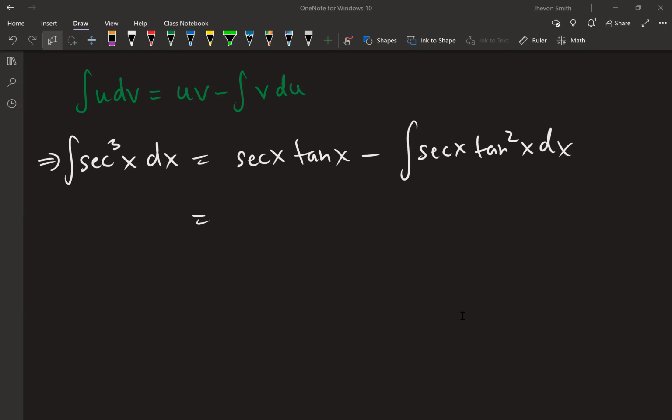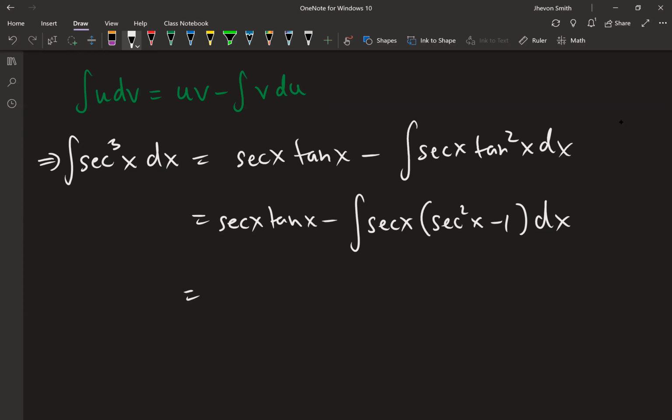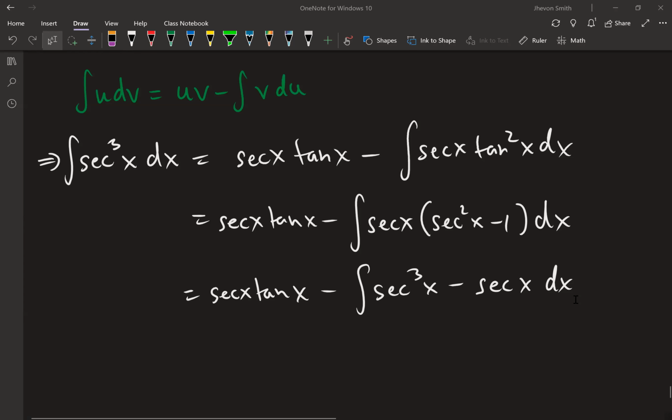Identity? Which identity? The Pythagorean identity? Right, so the identity on tan squared, let's see where that takes us. Tangent squared is secant squared minus 1. What can I do with that? Well, I could multiply out. Distribute. Okay, Natalie, I distributed. What do we do now?